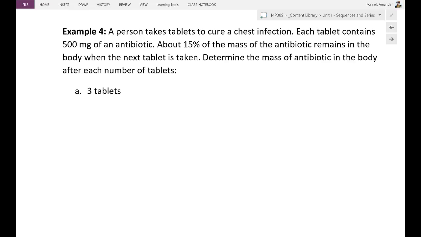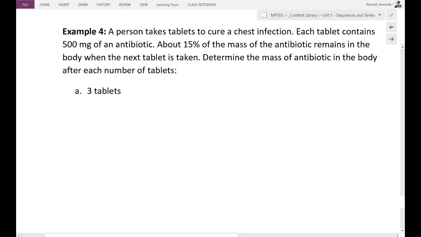Example 4. A person takes tablets to cure a chest infection. Each tablet contains 500 milligrams of an antibiotic. About 15% of the mass of the antibiotic remains in the body when the next tablet is taken. Determine the mass of antibiotic in the body after each number of tablets.